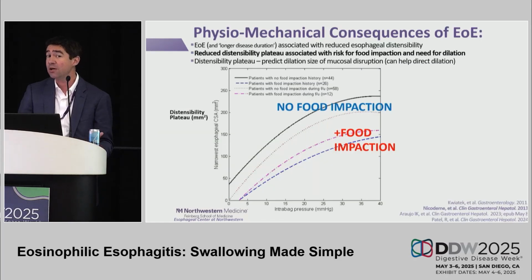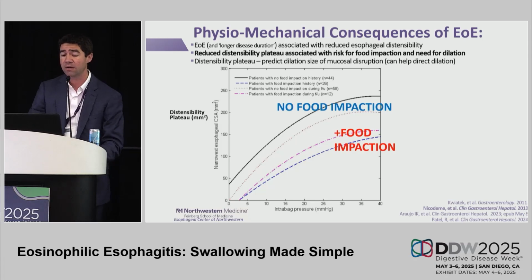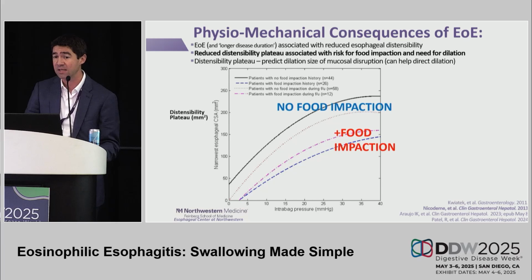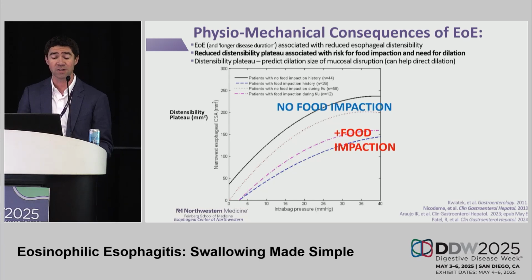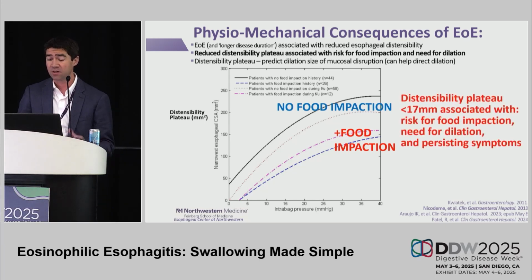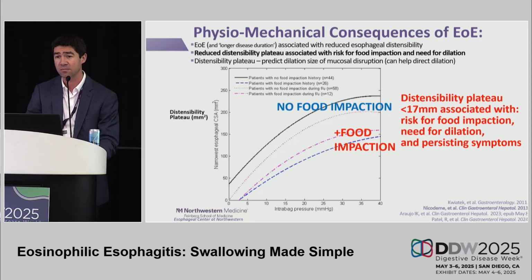We know that there are many physiomechanical consequences that occur in EOE. It's associated with reduced distensibility of the esophageal body, and reduced distensibility of the esophageal body carries a strong association with food impaction. This study from 2013 looked at this and actually found that distensibility plateau, or the narrowest diameter within the esophageal body, less than 17, was associated with a risk of food impaction, a risk for dilation, as well as for persisting symptoms.